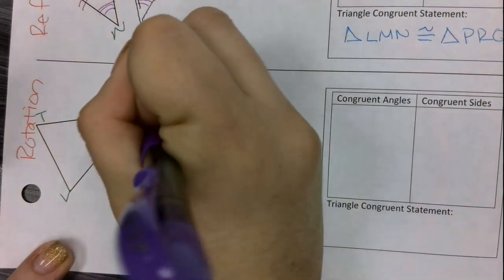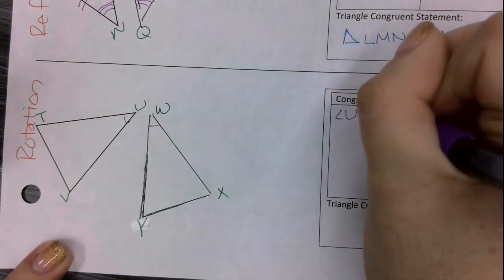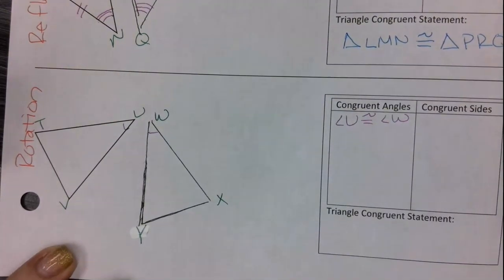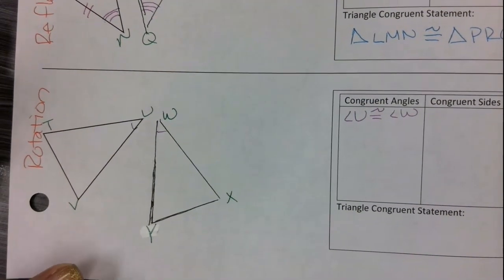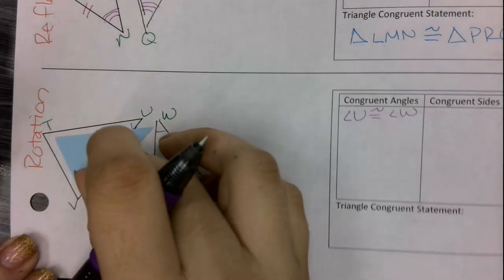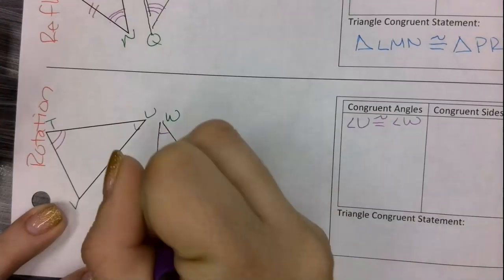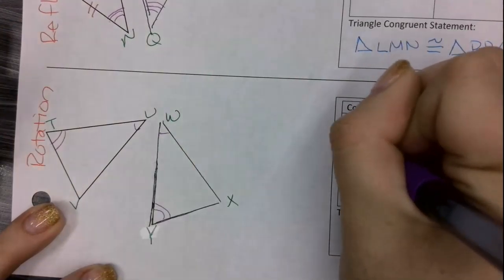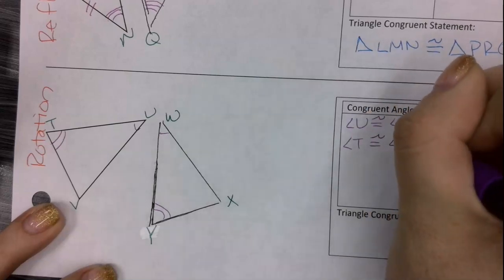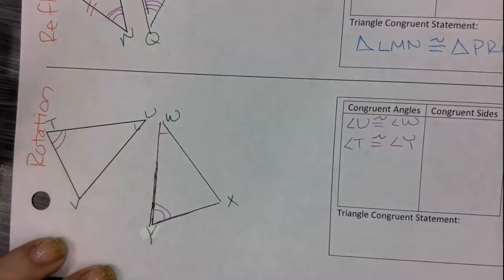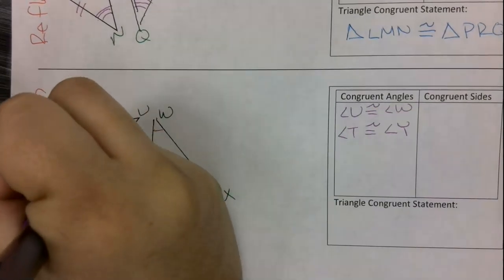That's a U. Okay. What else? Not T and X. Because remember, I already lost my triangle. Yeah. This is a U. Okay. And then the last angle pair? V and X.